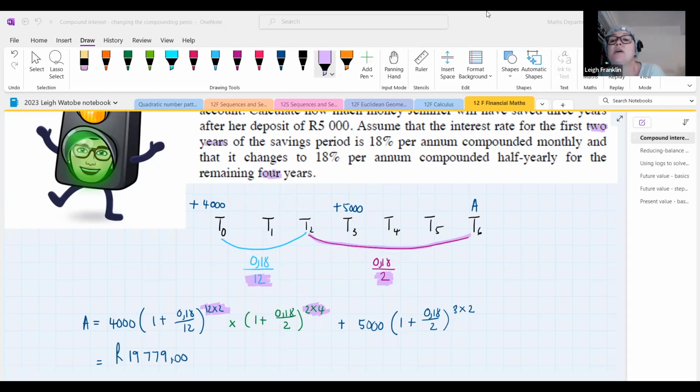No, you could write it, Tato. If you want to write it as 18%, you can. That's okay. That's not a problem. That's okay, Nhlanhla.